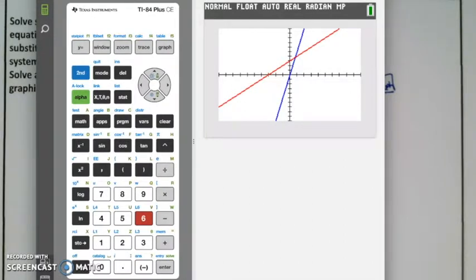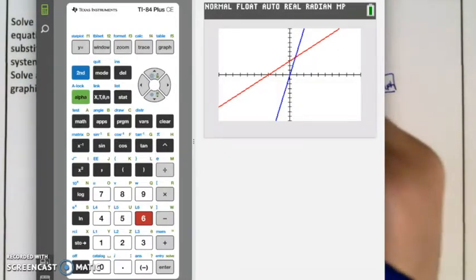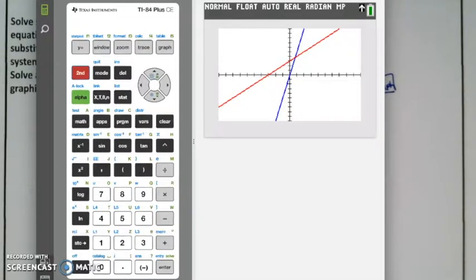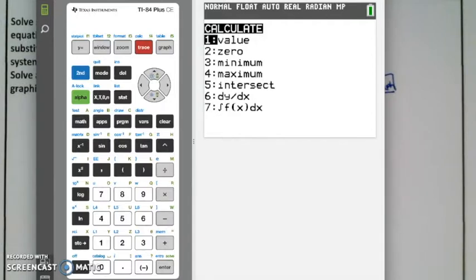And then in order to find that point of intersection, just like finding the maximum, the minimum, or the zero, we're going to go into the calculate. So we're going to go second, calculate. Notice it says calculate right there.